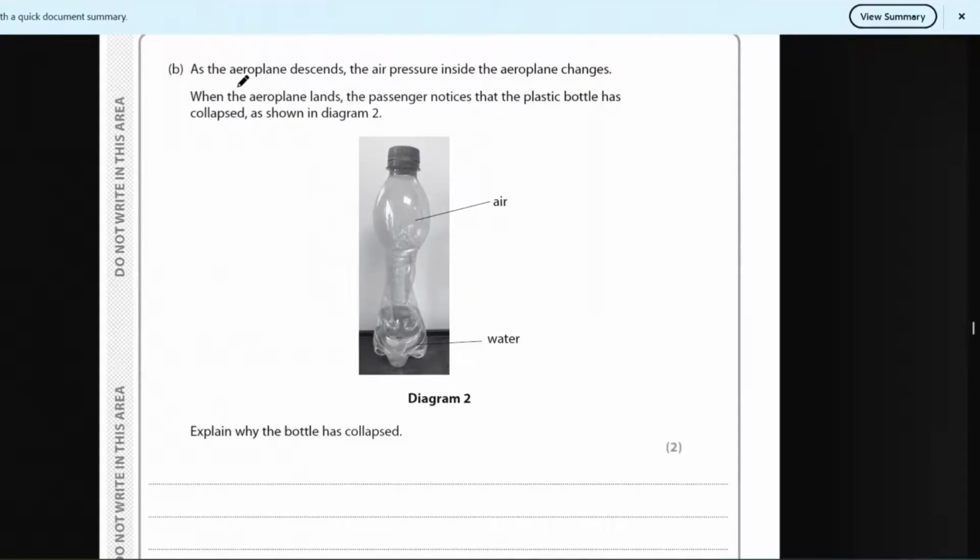Let's look at question B. As the airplane descends, the air pressure inside the aeroplane changes. When the airplane lands, the passenger notices that the plastic bottle has collapsed.